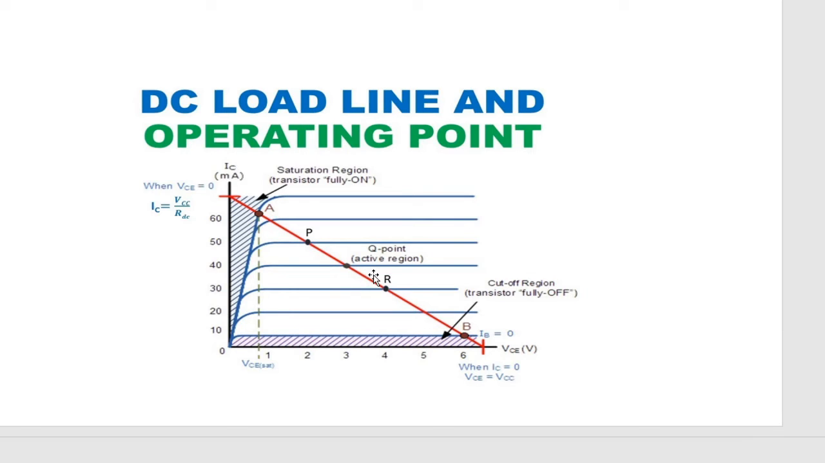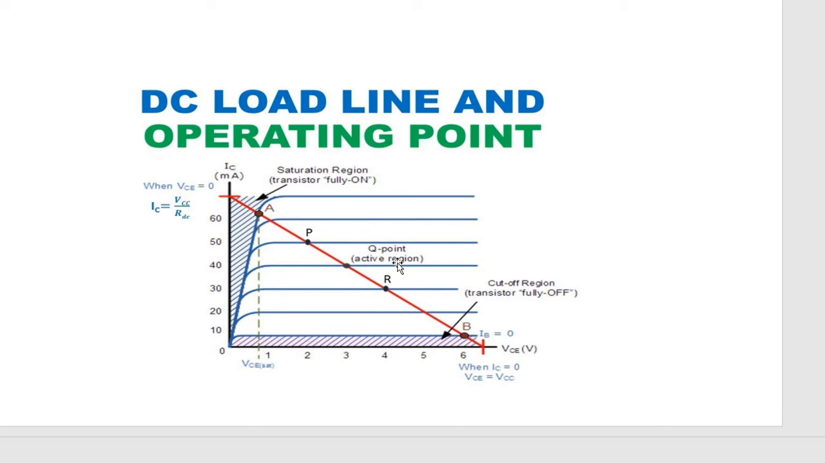So for the points in between A and B, I have 2 points, P and R, over here. These are some Q points on the load line. So this is the load line. The load line is connecting the saturation point and the cutoff point. So this is connecting these 2 points. In between we have a lot of intermediate points. We call these the Q points or the DC operating points. And the region between A and B is known as the active region.